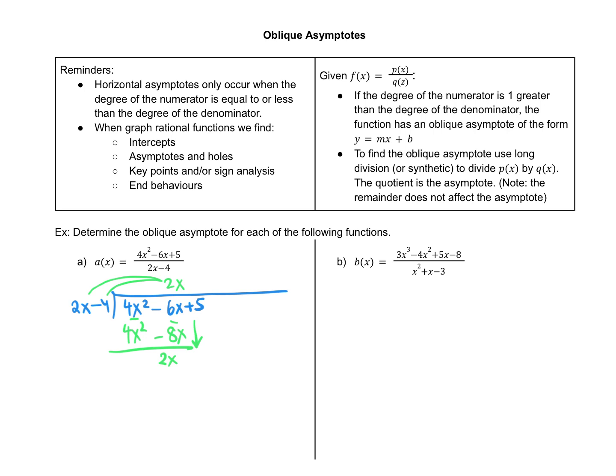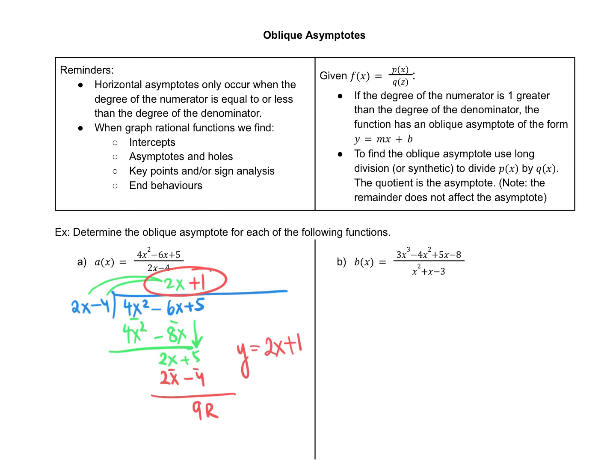Now, what times 2x gives us 2x? Well, that's 1. And again, distribution. We'll have 2x minus 4. And now we subtract. 2x minus 2x is gone, perfect. 5 minus negative 4 is 9. And this is our remainder, but our remainder does not affect our asymptote. This here is our asymptote. Y equals 2x plus 1.